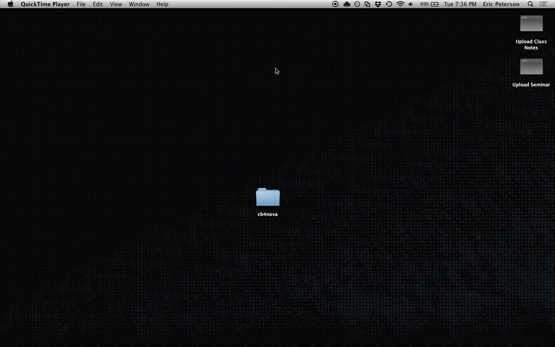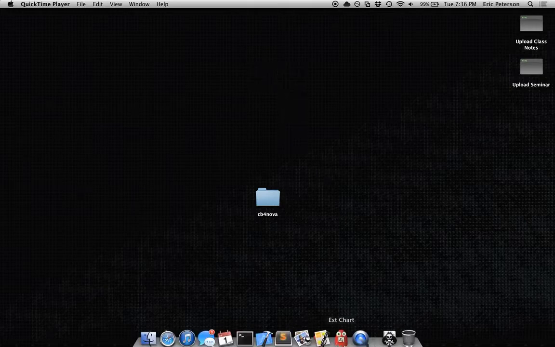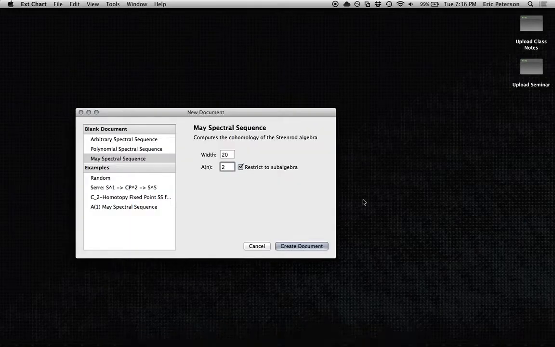In this demonstration of the Ext Chart program, we'll construct the May spectral sequence computing a slice of the Adams E2 page for the Adams spectral sequence computing the homotopy of TMF, connected TMF. Ext Chart has built-in functionality for computing and constructing May spectral sequences like this one. This is, of course, something that you can coax the program into doing manually, but if you use the built-in features, then it's able to keep track of some extra structure.